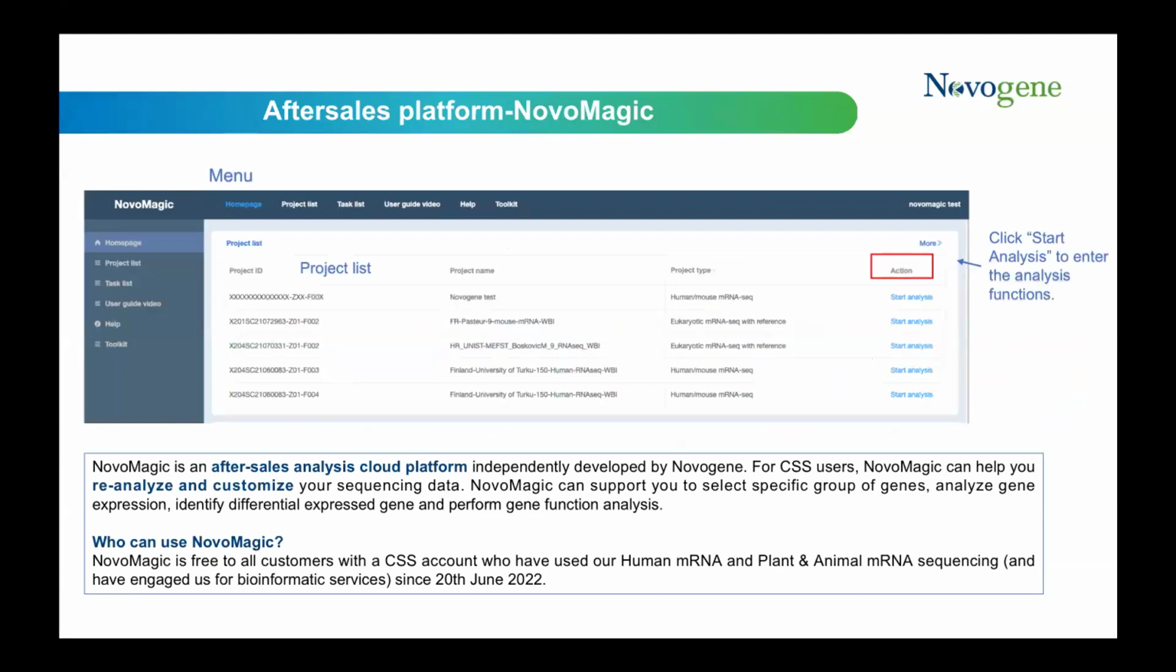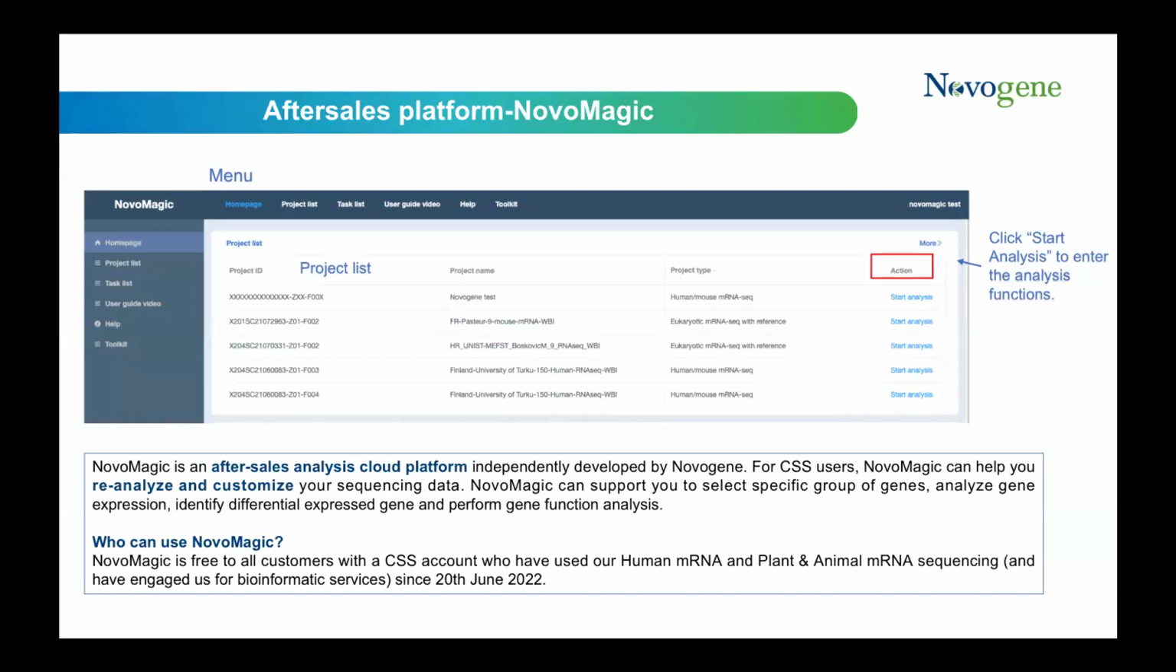The second one is we would like to talk about Novogene's. How can we use Novogene's? So Novogene's is an after-sales analysis platform, actually a cloud platform independently developed by Novogene. So for CSS users, for Novogene's customers, Novogene's can help you reanalyze and customize your sequencing data.